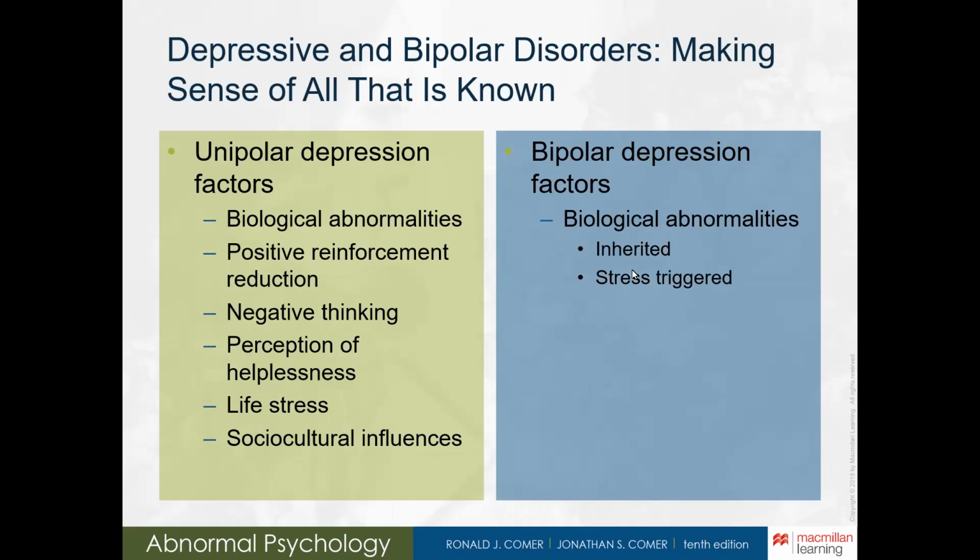So, making sense of all of this, when we look at unipolar depression, we find that there are biological factors, a reduction of positive reinforcement, cognitive distortions or negative thinking or stinking thinking patterns, perception of helplessness, life stressors that occur, and multiple sociocultural influences. In bipolar depression, we often find that there's more of a biological abnormality, which may be inherited and occur developmentally or is triggered by stress.